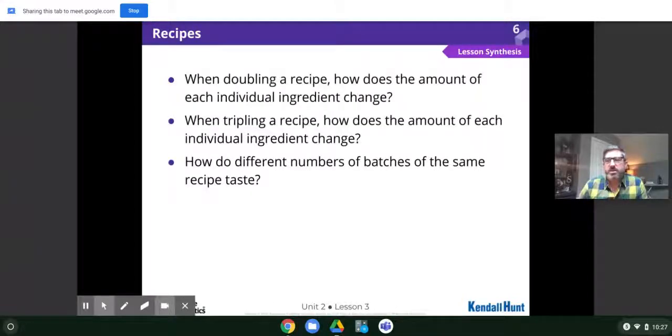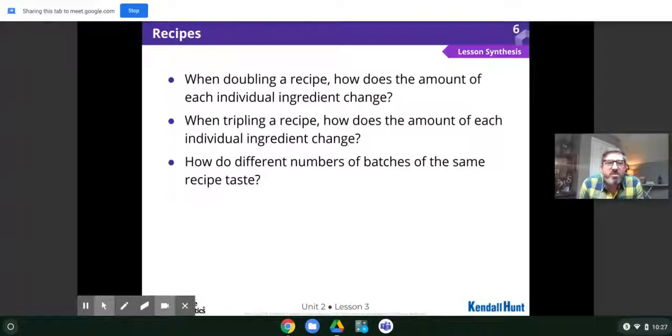All right, so just to sum this up real quick, like we talked about, when we're doubling a recipe, how does the amount of each individual ingredient change? How many does it go up by? Goes up by how much? 2. 2, that's exactly right. So what about when we're tripling a recipe? How does the amount of each individual ingredient change? How much does it go up by? 3. 3, that's correct.